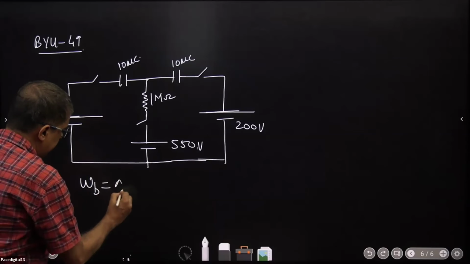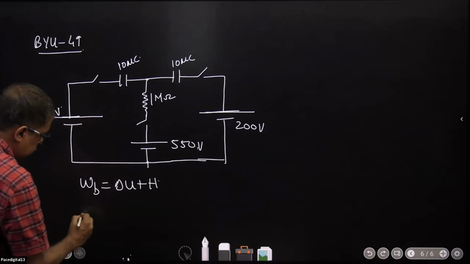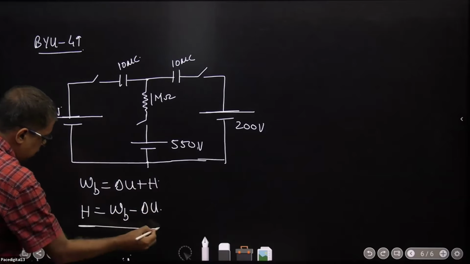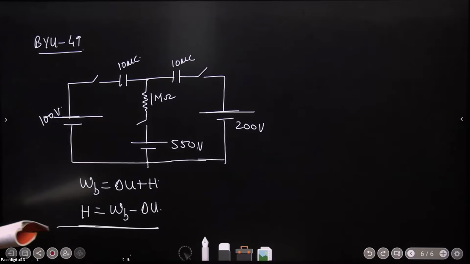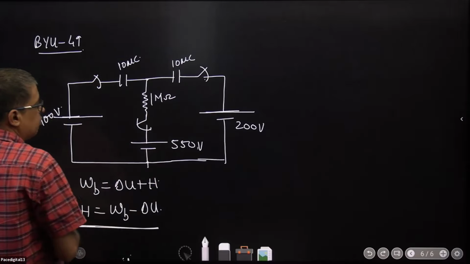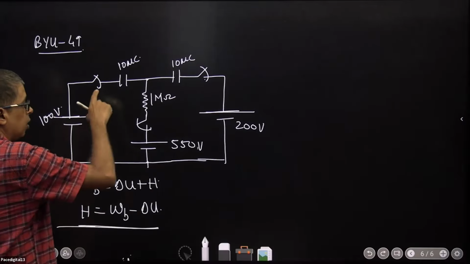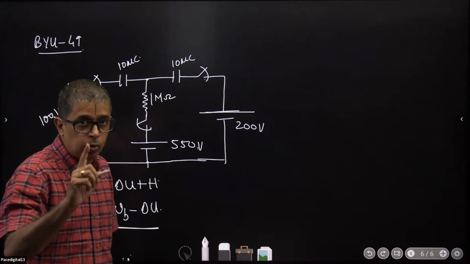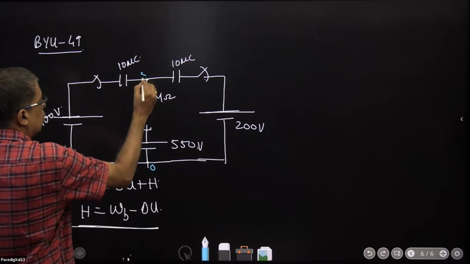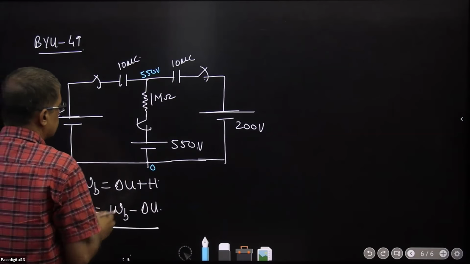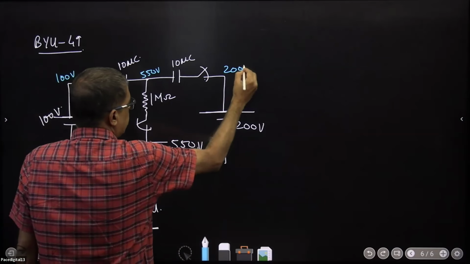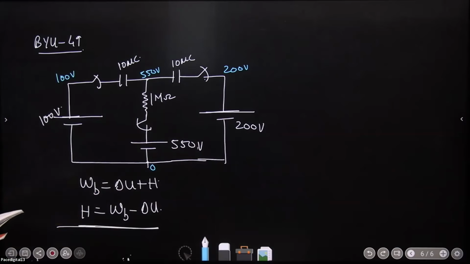Work done by the battery will be delta U plus heat loss. If you are asking about heat loss, it is work done by the battery minus delta U. Now that the switches are closed for a long time, the branch with the capacitor will become an open circuit. Now if this is 0, this will be 550 volts. This is 0, this will be 100 volts. This will be 200 volts. Agreed?